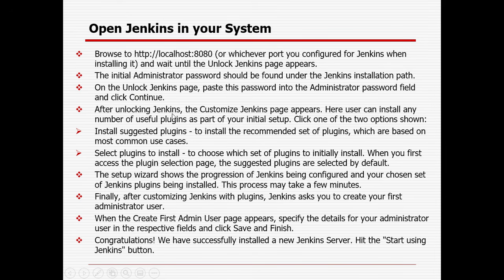After unlocking Jenkins, the Customize Jenkins page appears, where you can install any number of useful plugins as part of your initial setup. That page has two options. One is Install suggested plugins, and the other is Select plugins to install. Install suggested plugins installs the recommended set of plugins based on the most common use cases, whereas Select plugins to install lets you choose which set of plugins to initially install.